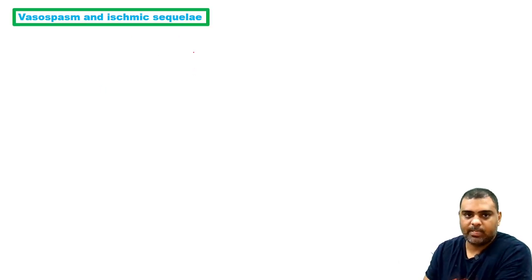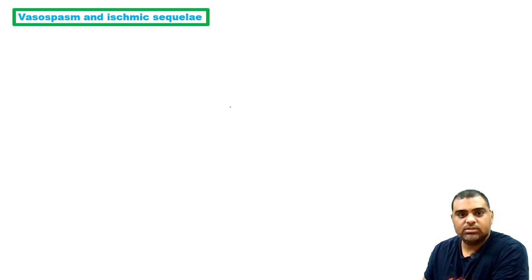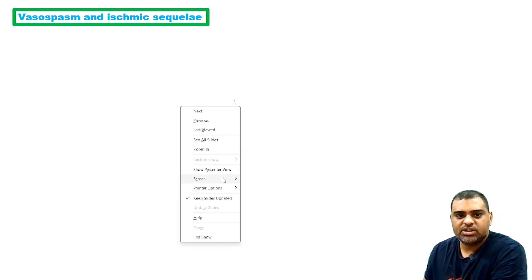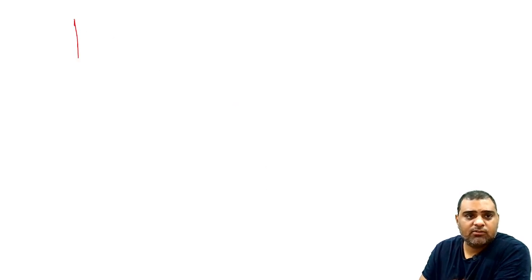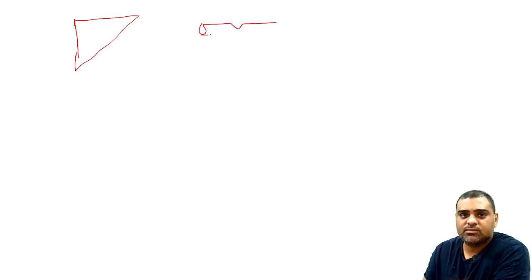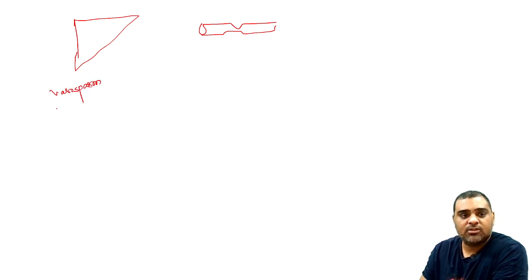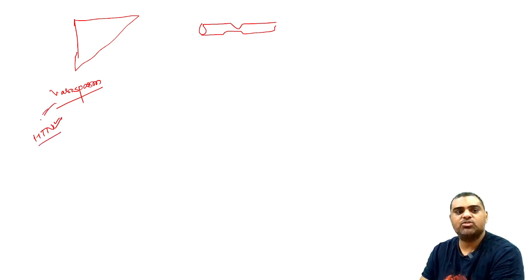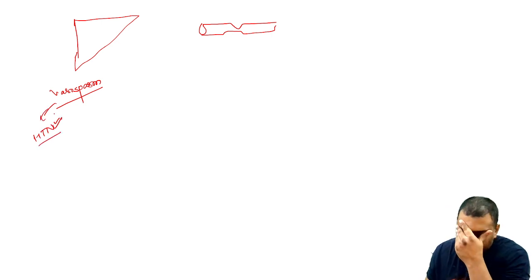Now, what happens with the vasospasm and ischemic sequelae? So this is the third point that you have to understand. This mechanism takes place mainly in the liver. Whenever there is vasospasm, the first thing that will happen is hypertension. Because of this vasospasm in eclampsia or preeclampsia, you get vasospasm.